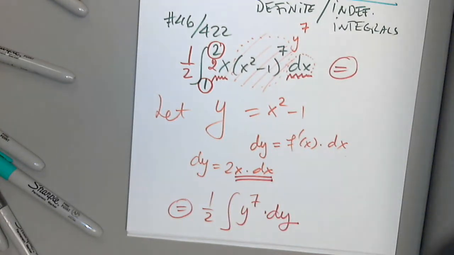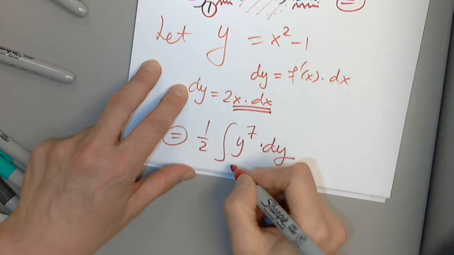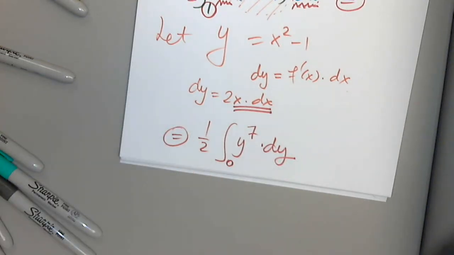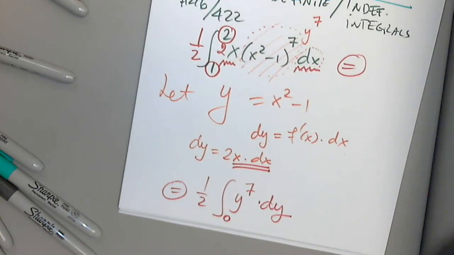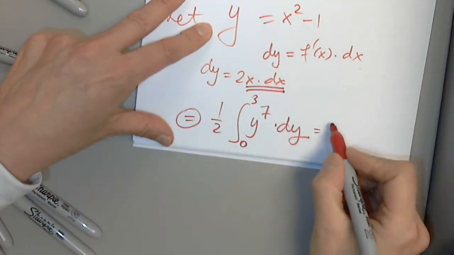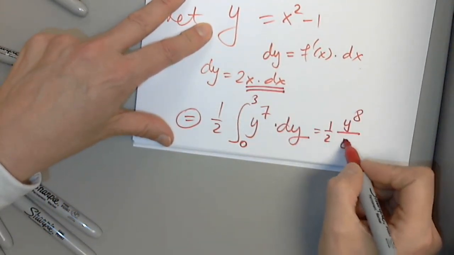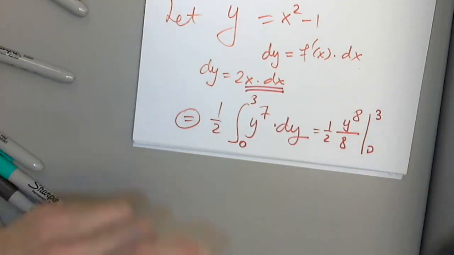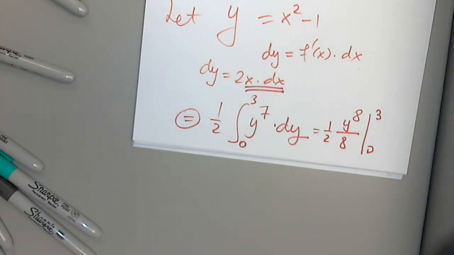So when x is 1, can you tell me how much is y? 0. Perfect. So the lower limit, when I integrate with respect to y, is 0. Now plug in 2 and tell me what is the upper limit when I integrate with respect to y. Excellent. So then this is 1/2 y to the 8 over 8 from 0 to 3. Yes, I know it's not done. I'll have 1 over 16 and then I plug in 3 and I'm done.